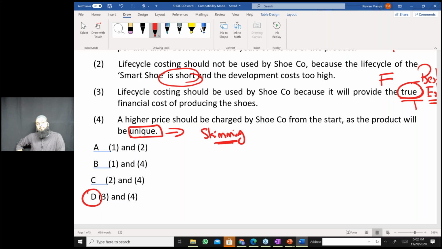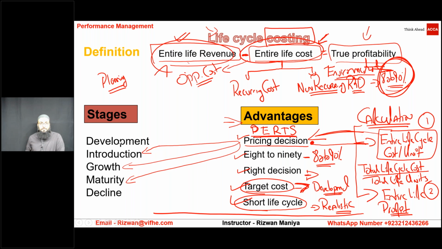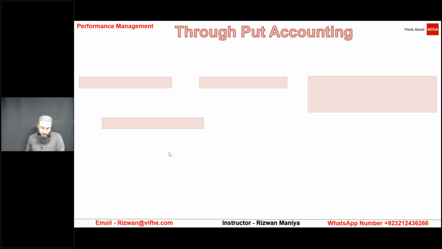What do you think? A good revision? Okay. Yes, no replies from you people.